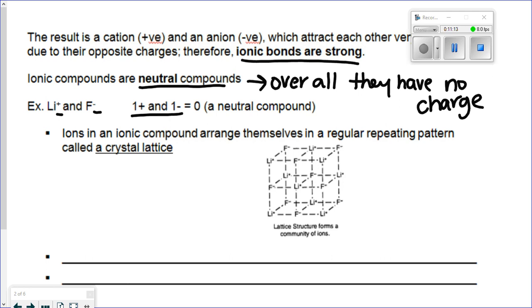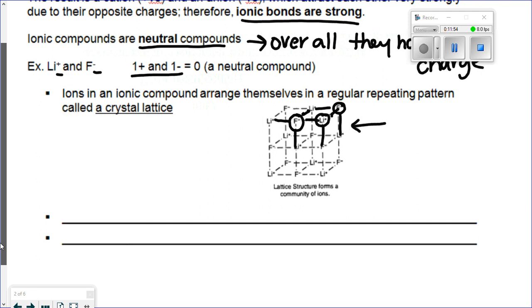So ions in an ionic compound arrange themselves in a regular repeating pattern called a crystal lattice. They don't actually form just as 1 lithium and 1 fluorine together. They form a structure that looks like this. Where we would have that fluoride ion, it would be connected to lots of those lithium ions. So that negative anion is connected to a whole bunch of that cation. And any of those cations, if you look, are connected to some of those anions. And one of those anions is connected to cations. So it forms this lattice structure. Somewhat important, but doesn't really matter.